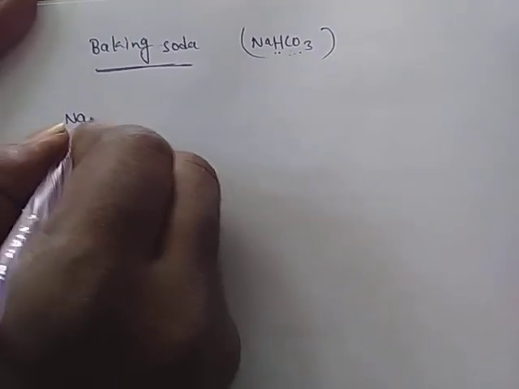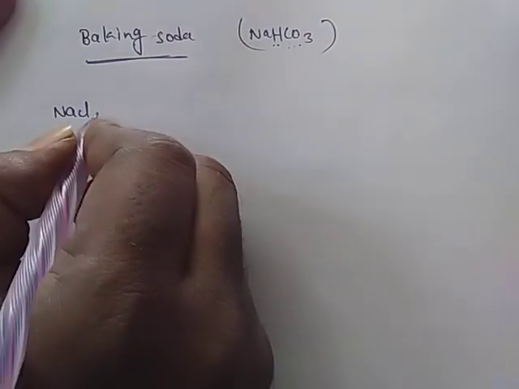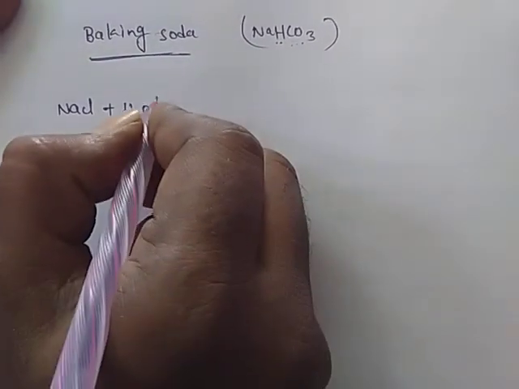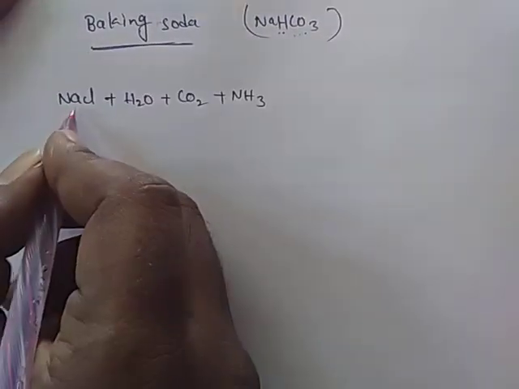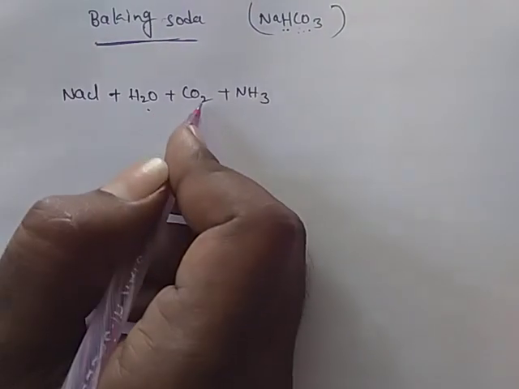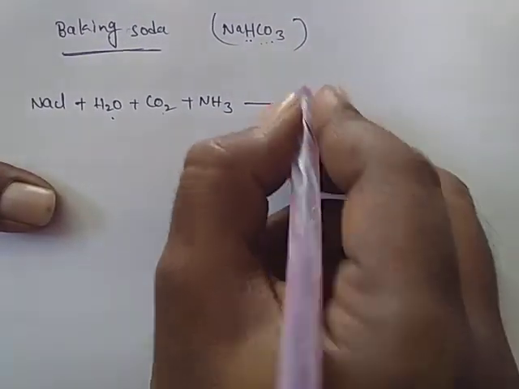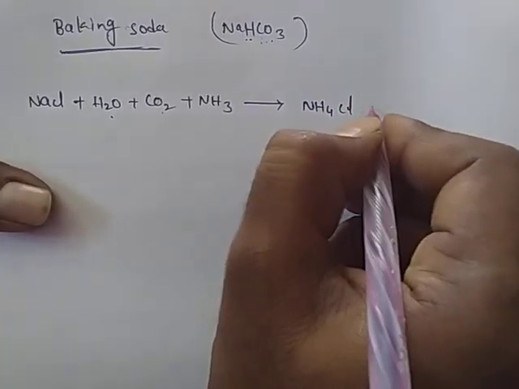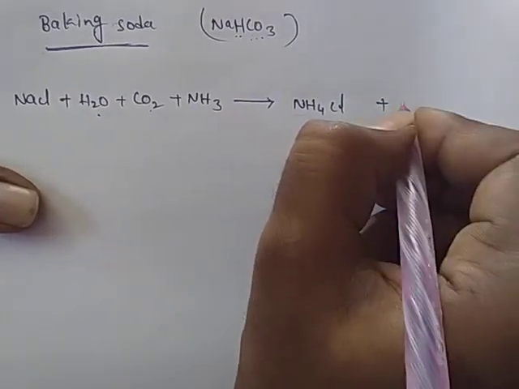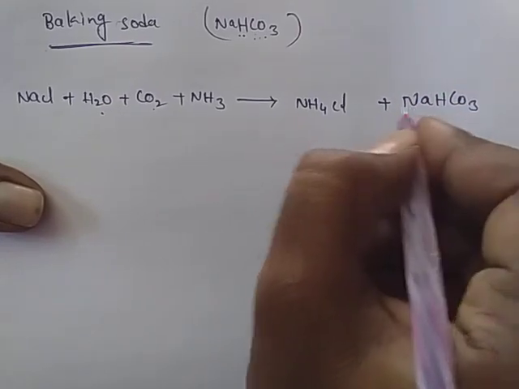Now common salt. What is the common salt? NaCl. Sodium chloride is the common salt, and it is treated with water, carbon dioxide and ammonia. Here common salt is treated with water, carbon dioxide and ammonia to form sodium hydrogen carbonate, and the additional product is ammonium chloride, NH4Cl. And NaHCO3 is sodium hydrogen carbonate.